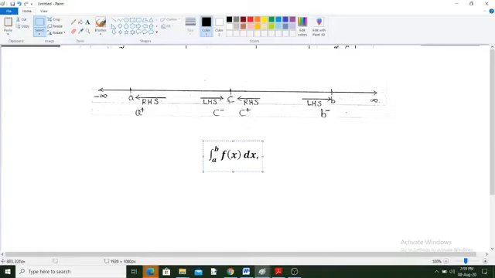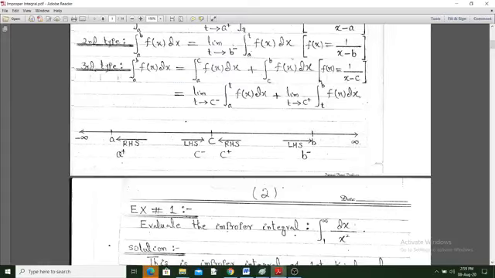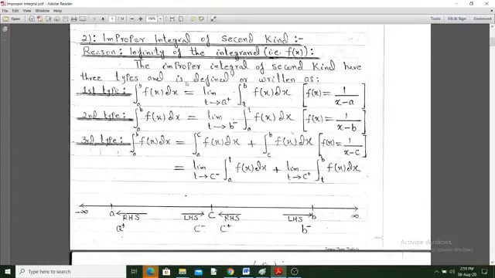But any number c between a and b, we can move toward from both sides, either from the left hand side or the right hand side. If we move toward c from the left hand side we write c negative, and if we move from the right hand side we write c positive. So if you understand all this geometry, let's come to the improper integral of second kind.